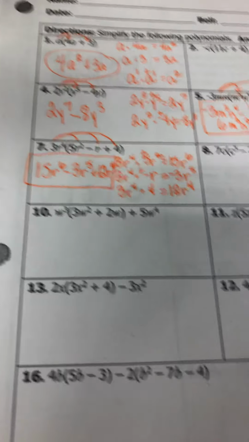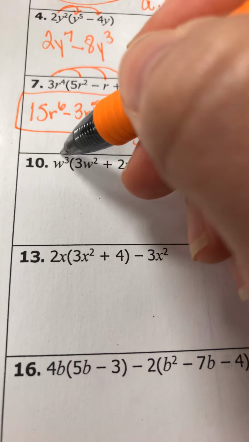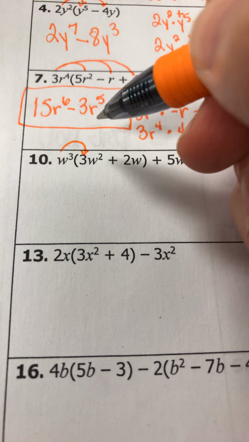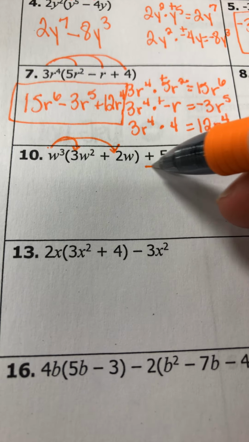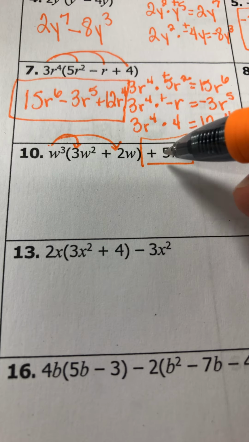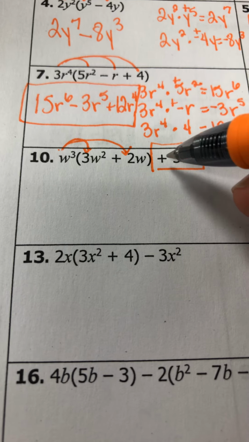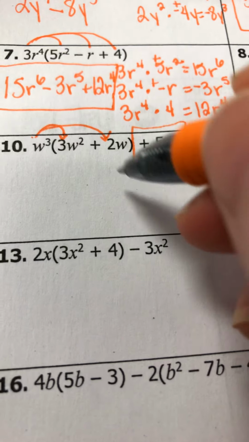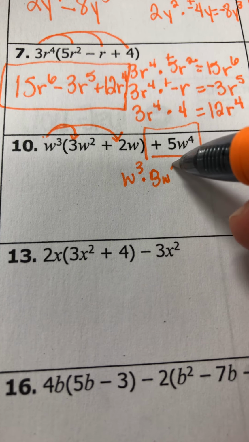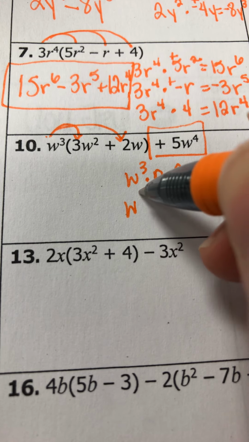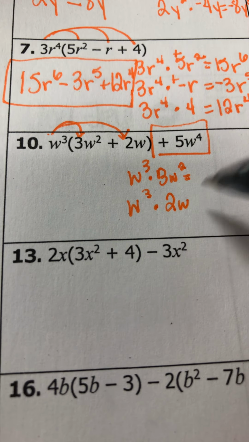All right, now let's look at number 10. We have w to the third times 3w squared and times 2w. This is not in the parentheses, so do not multiply this. Since it's addition, we're going to save it for last. So we have w to the third times 3w squared, and then w to the third times 2w.